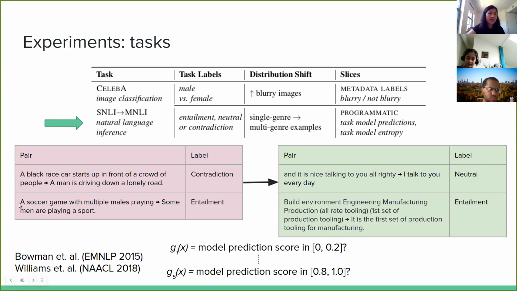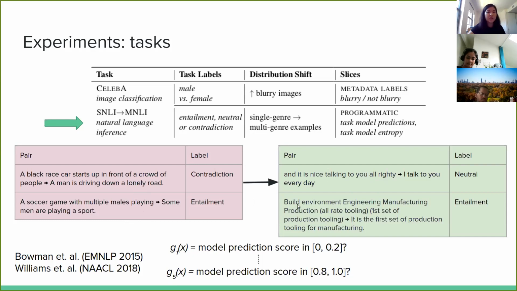On the left-hand side here is the SNLI dataset, which is a single genre dataset, which means these sentences were generated from looking at images. On the right-hand side is MNLI, which is multi-genre, which means that not only were these sentences generated from images, but also things like telephone conversations, government texts. You can see this is a telephone example. So the diversity of sentence pairs in MNLI is much higher. So we can assume that if we train a model on SNLI and apply it to MNLI, there will be some significant differences.